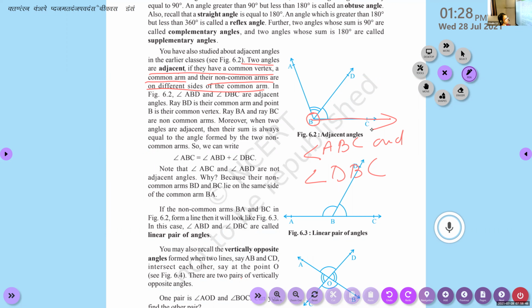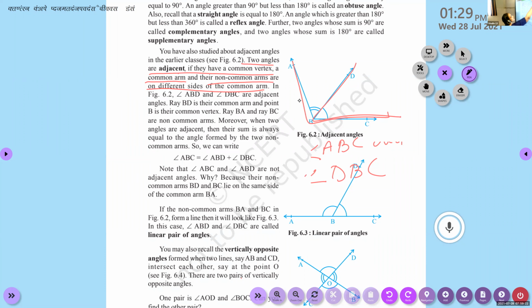Ritvik, common vertex, common arm, and third point, non-common arms must lie on either side of the common arm. Are they lying likewise? No, because they are lying on the same side, isn't it? So they are not adjacent angles. ABC and DBC are not adjacent angles.